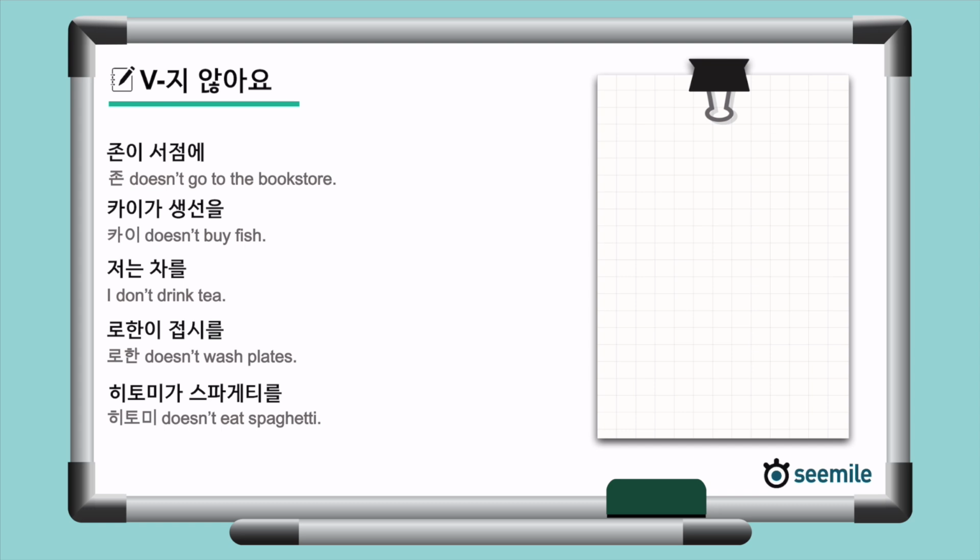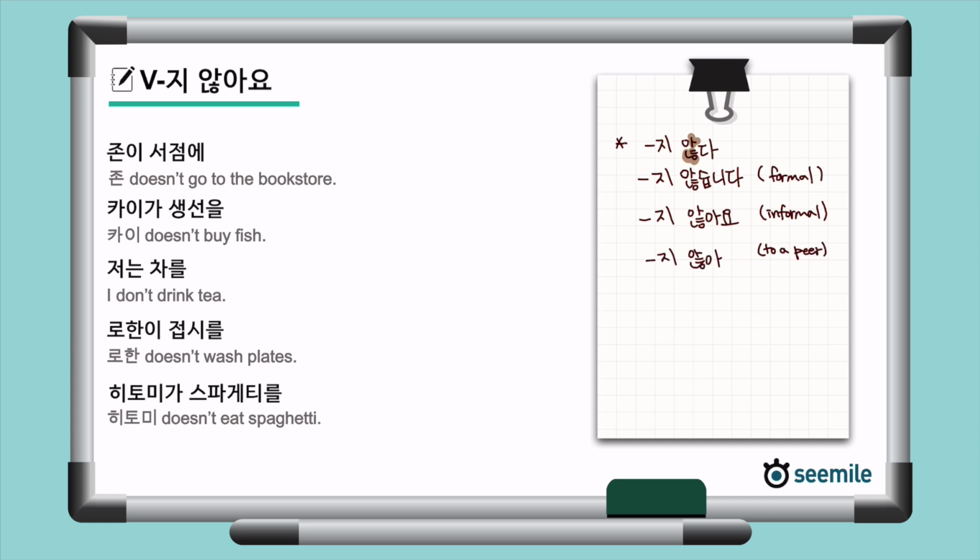Were you able to find the answer? That's right. It's by attaching 지 않다 to the word stem. What is the formal form of 지 않다? The stem 않 ends in a consonant, so we would add 습니다. 지 않습니다. How about the informal form? Yes, the last vowel of the stem is 아, so add 아요. 지 않아요. One more thing. When you're talking to a close peer, it's okay to delete 요 and just say 지 않아.